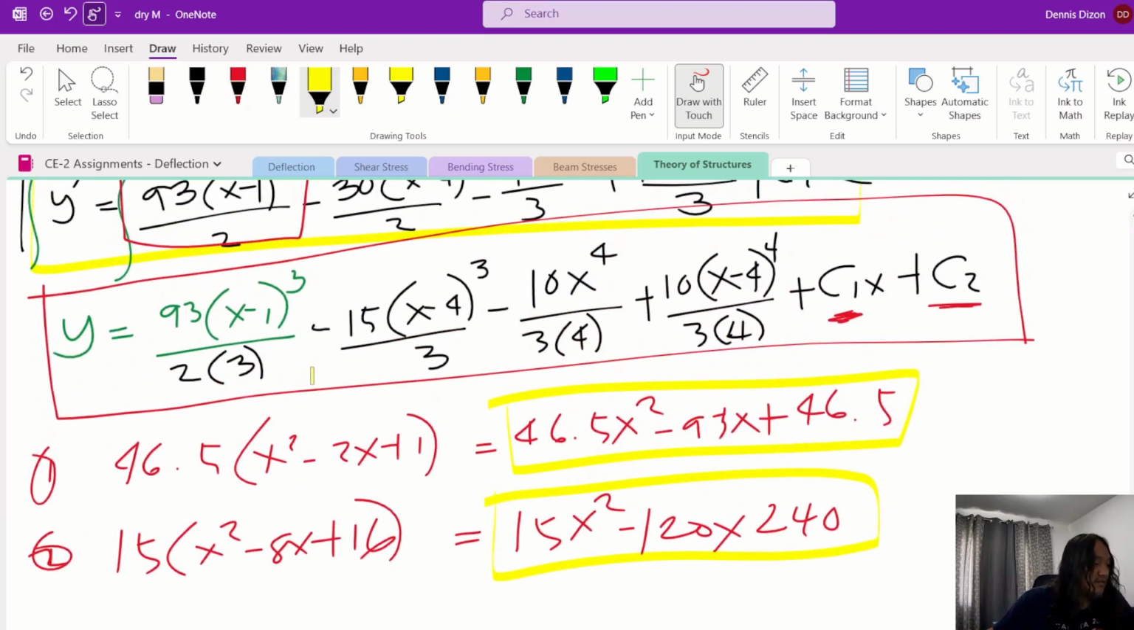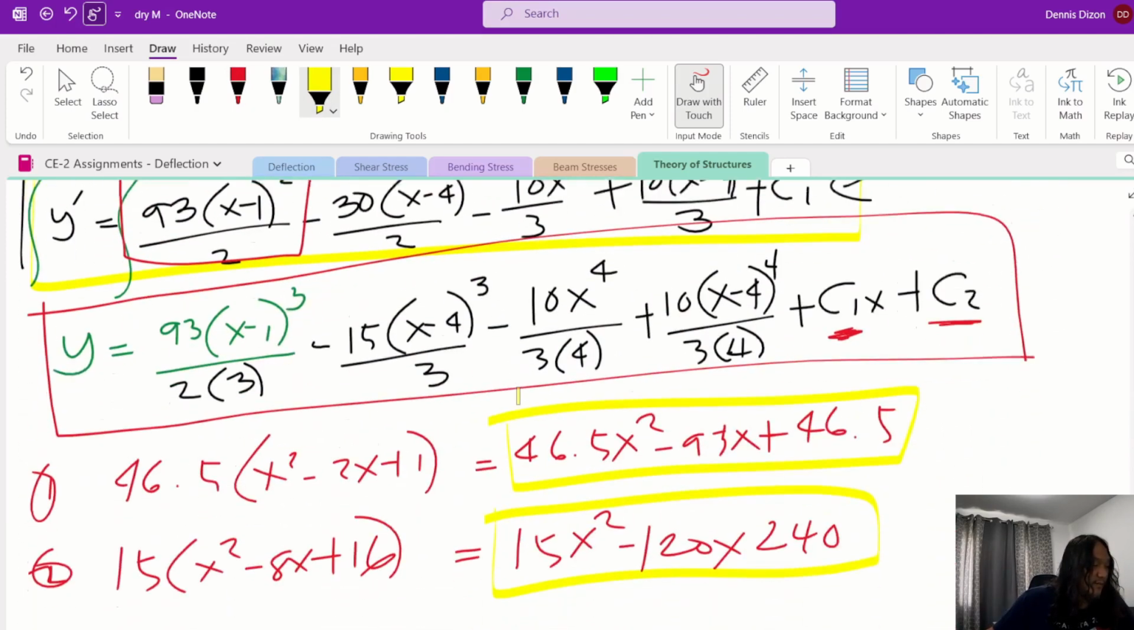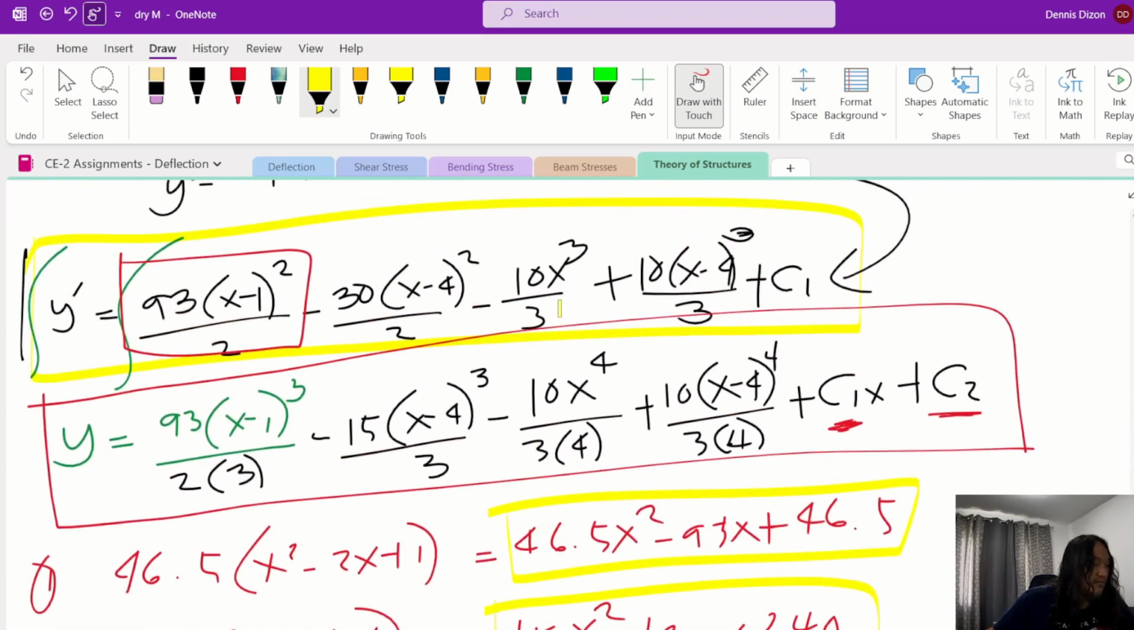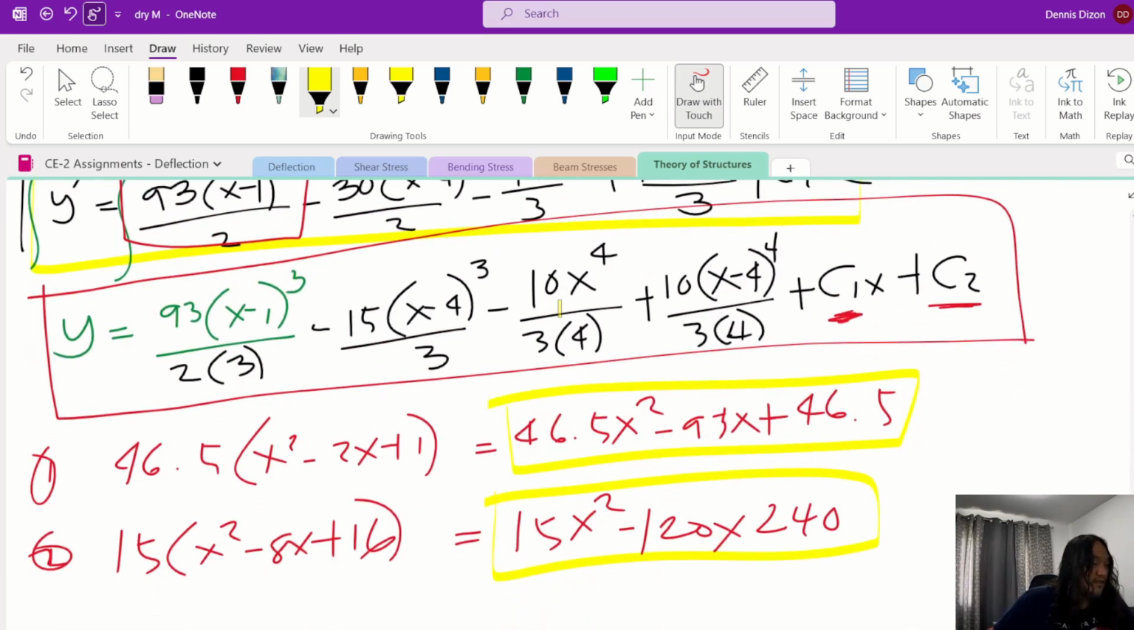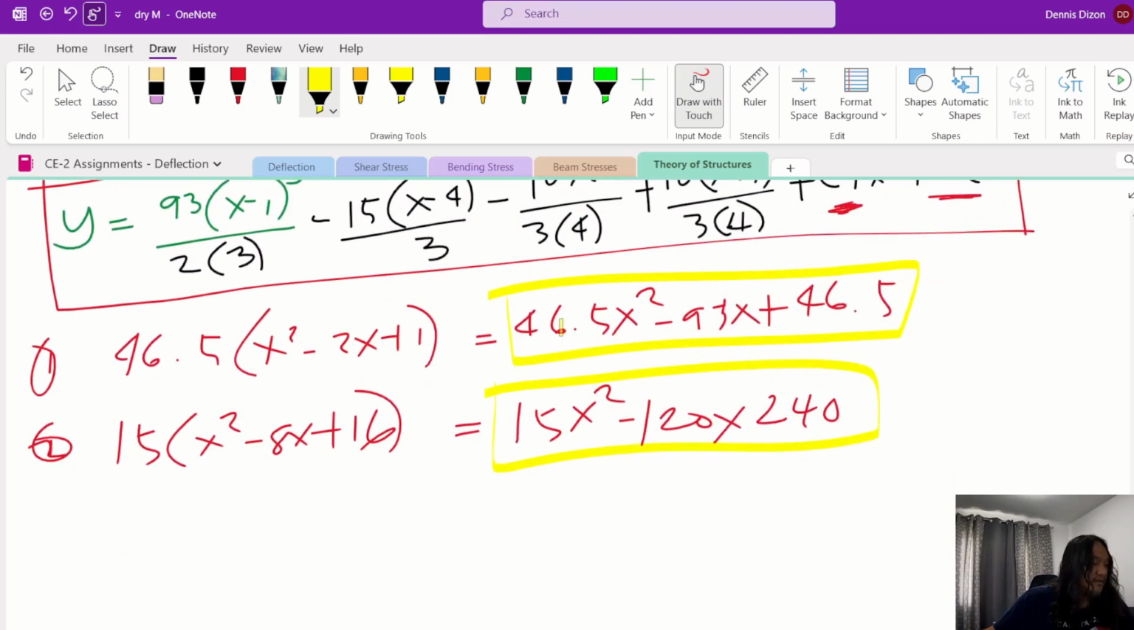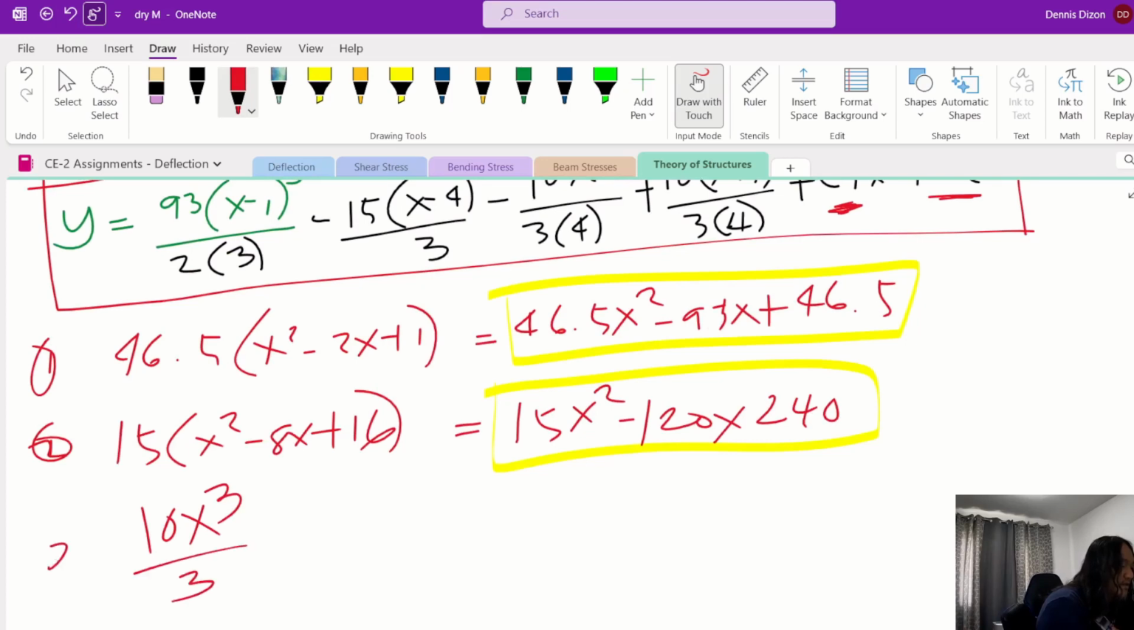And then our third term is 10x cubed over 3. So this is our third term. So this is 3.33x cubed, right?